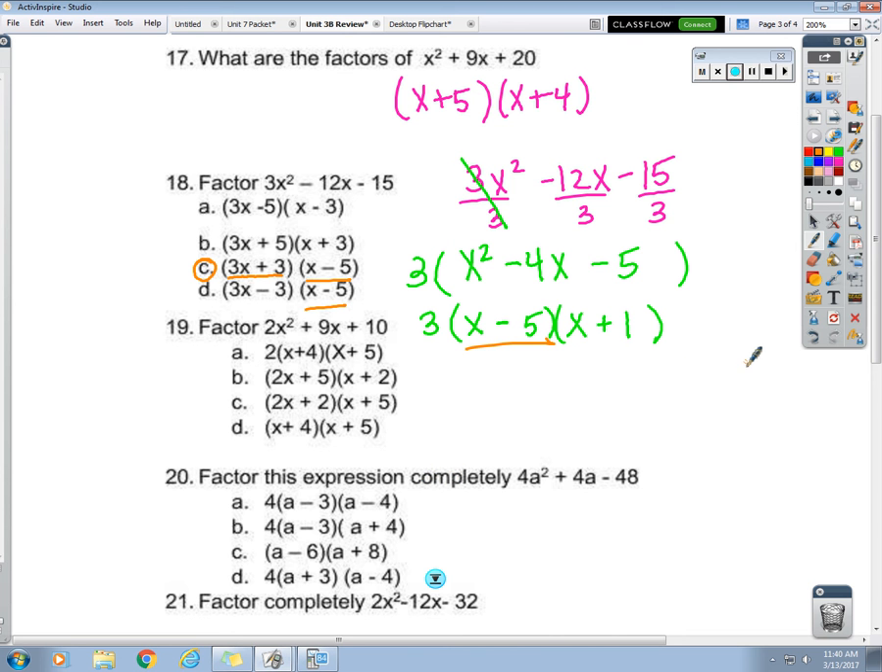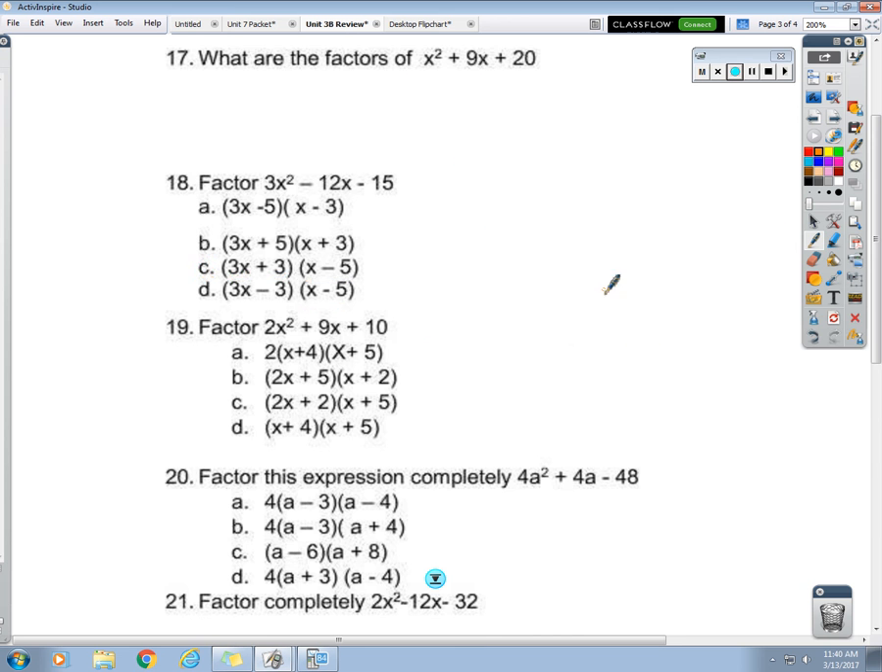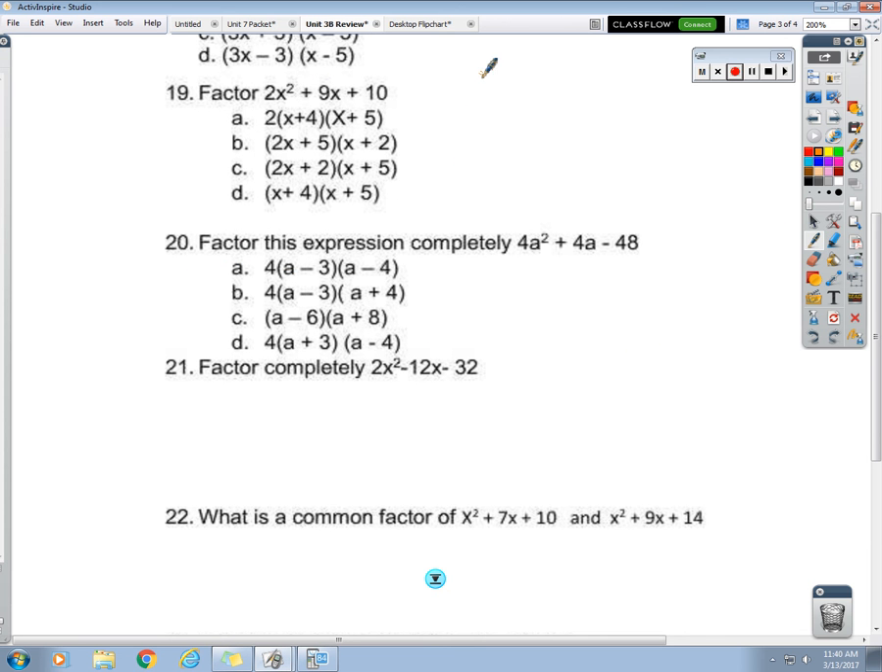Alright, number 19. Can I erase the work from 18? Okay, number 19. What's the leading coefficient? Can you divide 2 out of all of those? No. So how do we solve one like this, or how do we simplify it?